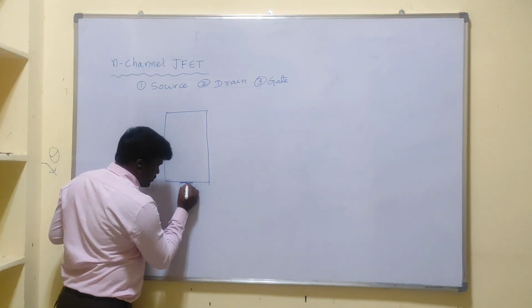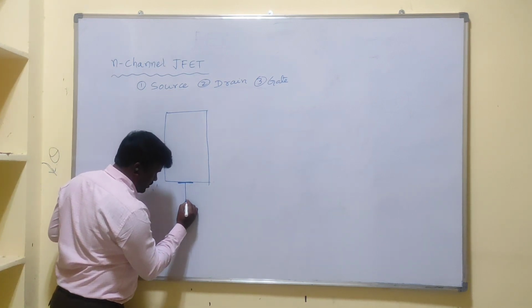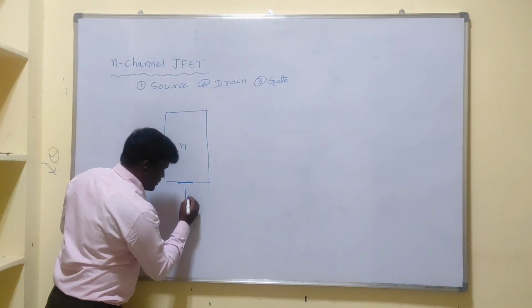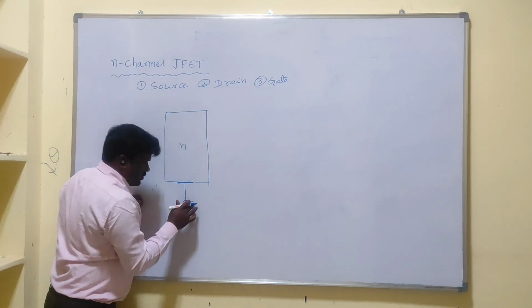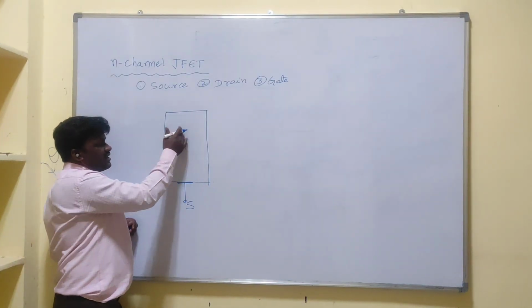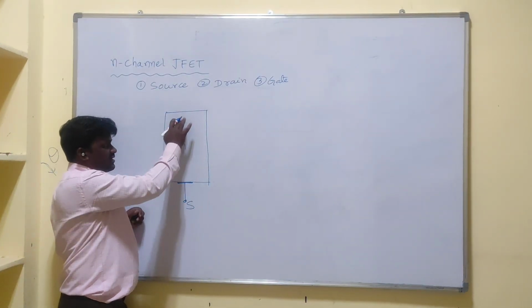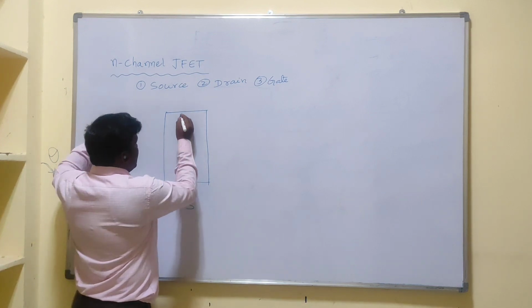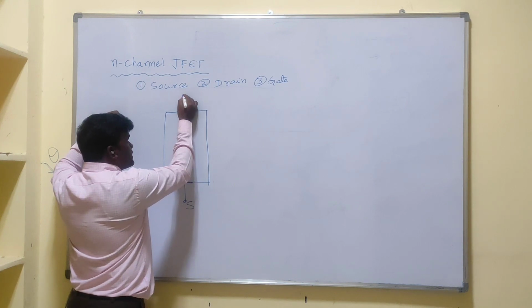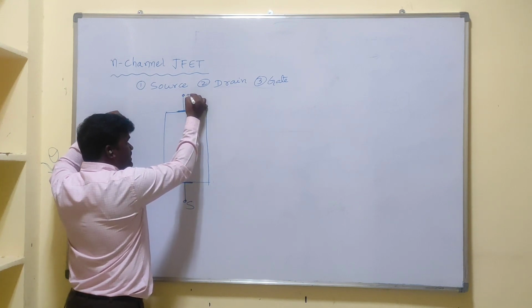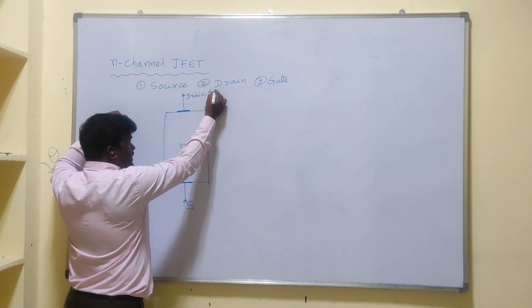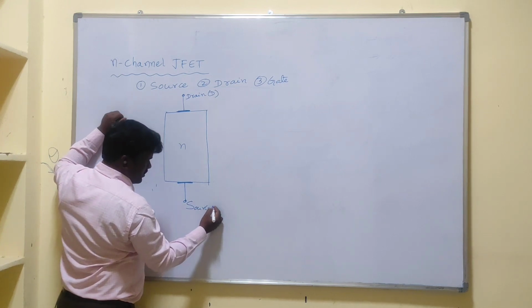Source is the terminal through which charge carriers enter into the bar. So this is the bar, the N-type bar. The charge carriers are electrons here, so the majority charge carriers in the N-type bar are electrons. And what is meant by drain? It is the terminal through which charge carriers leave or exit from the bar.